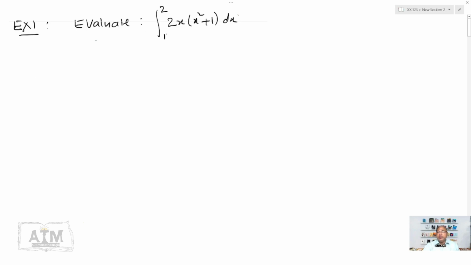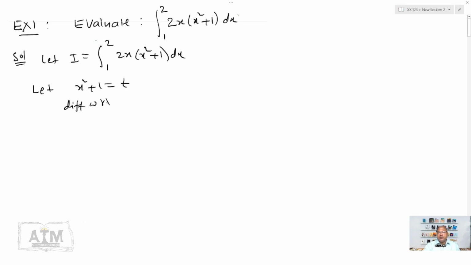Example 1. Evaluate the integration from 1 to 2 of 2x times (x square plus 1) with respect to x. Solution. First of all, let I equals integration from 1 to 2 of 2x (x square plus 1) with respect to x. Let x square plus 1 equals t, because the derivative of x square is 2x.